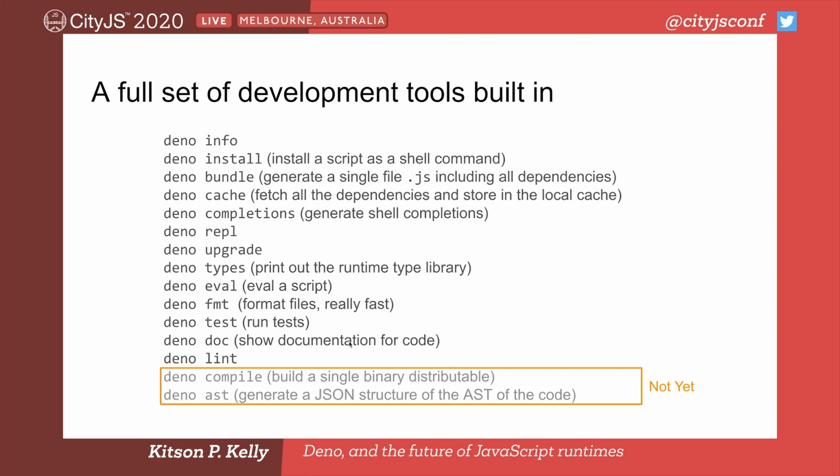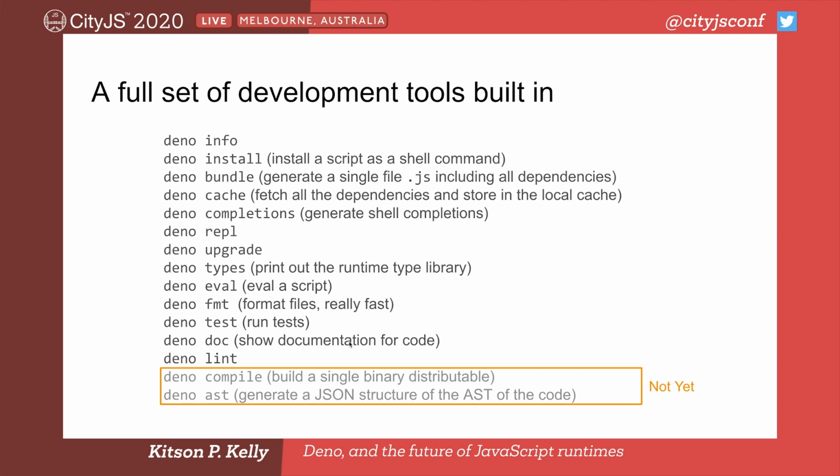It has a fairly basic test harness built in as well. Plus, you can get sort of live doc generation of code, which is still unstable, but it's available. There is the Deno lint, which will give you sensible defaults of linting rules for that. Some of the things that we still would like to do, particularly the Deno compile, so that you can generate a single binary distributable for code, sort of one step beyond the bundle.